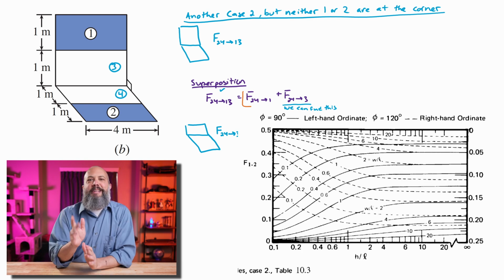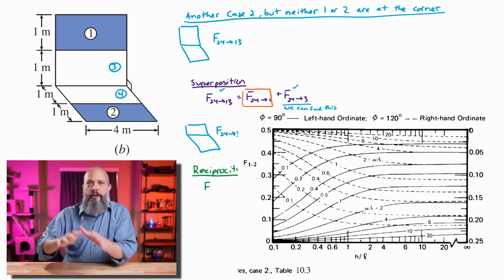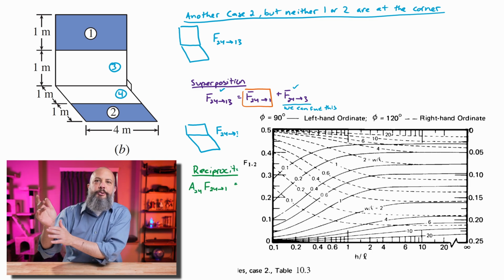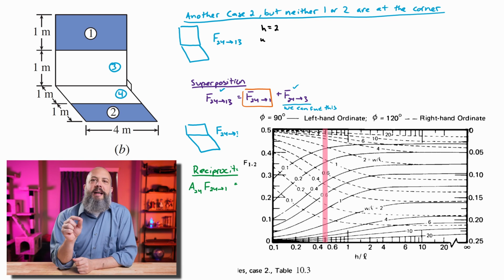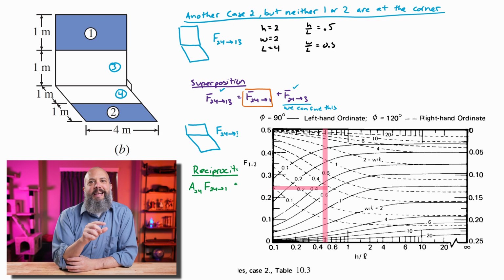So let's go ahead and calculate those now. For the big 24 to 3, height of 2, width of 2, length of 4, we've got h over L 0.5, w over L 0.5, and I can look this up in the figure and get an F value of 0.24.